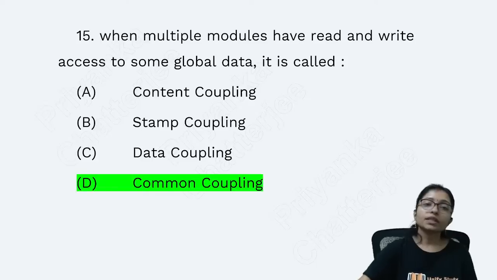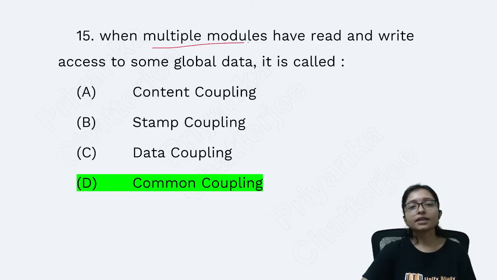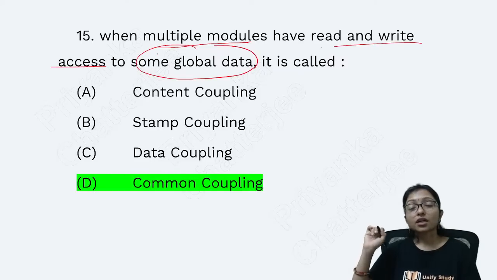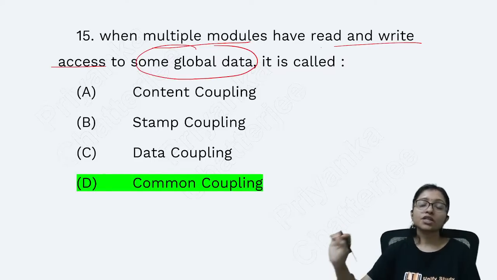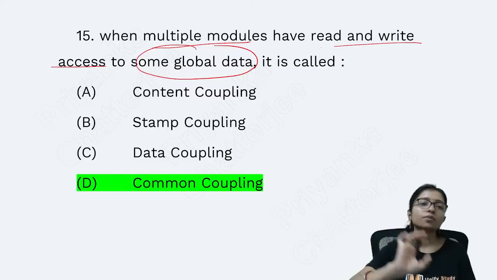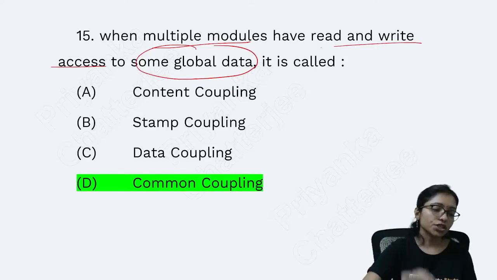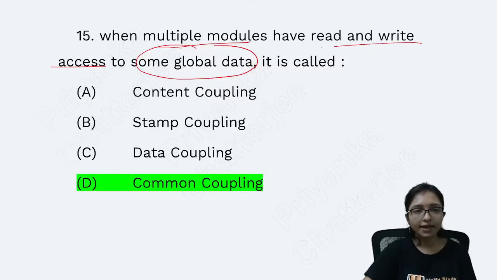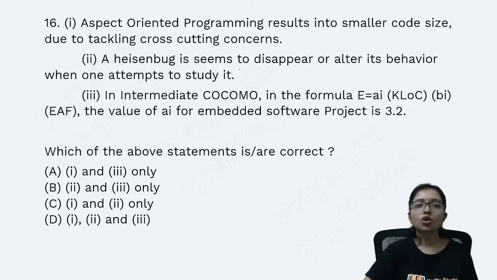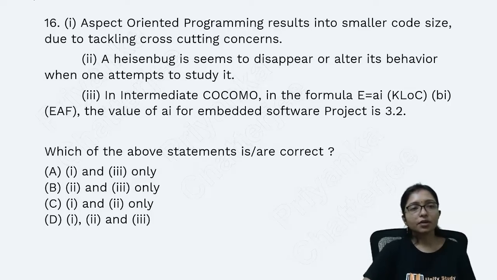Yes, when multiple modules have read and write access to the same global data. Different types of coupling and cohesion are the most important topic. Each and every keyword of coupling and cohesion is important. So global data is the keyword for common coupling, that's why the answer is common coupling. Now tell me what is the answer for this one.